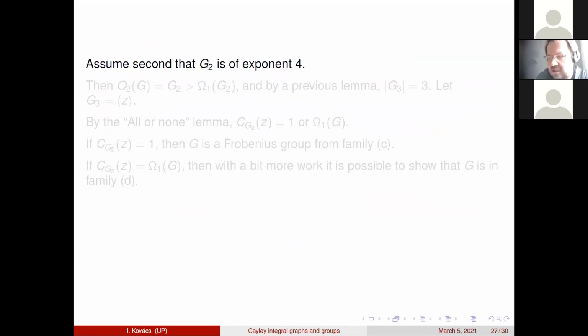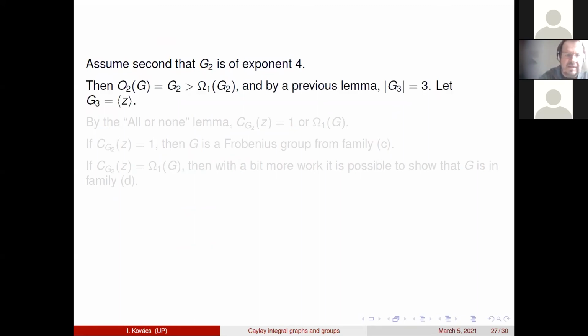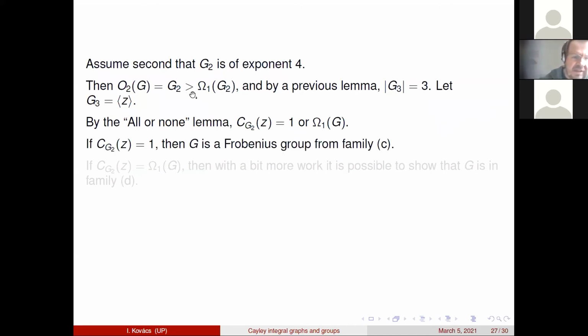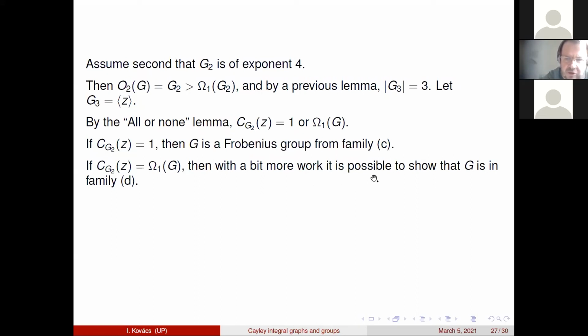The other case is when G2 is exponent 4. In that case, you can immediately see that the largest normal 2-subgroup, G2, is strictly larger than the group generated by involutions. And by the previous lemma, you will get that G3 is of order 3. So you actually have a similar group with a cyclic group of order 3. And now you have again two cases by the all or none lemma. In the first case, you get exactly the condition that you get a Frobenius group in family C. In the second case, with a bit more work, it's possible to show that G is in family D.